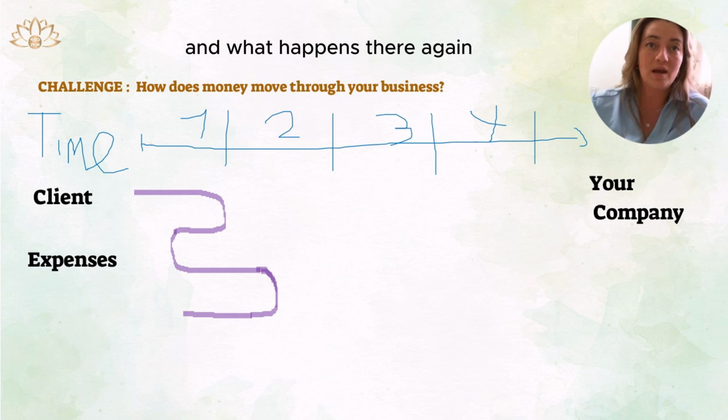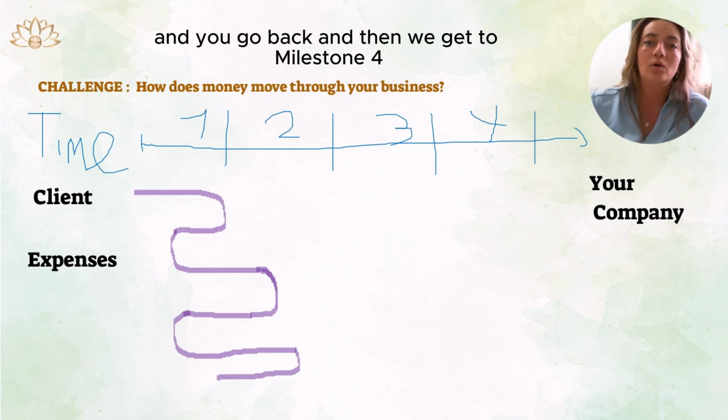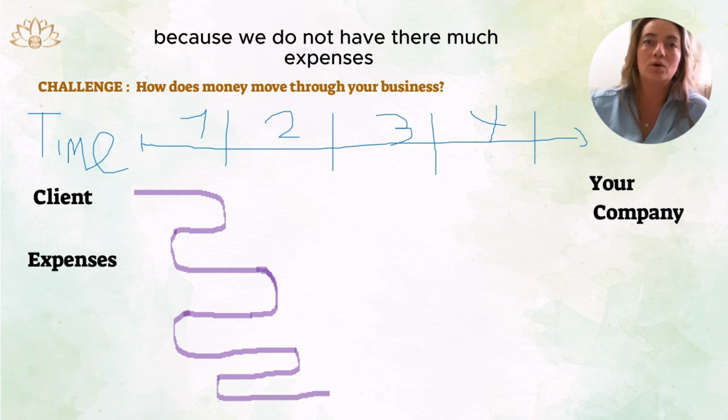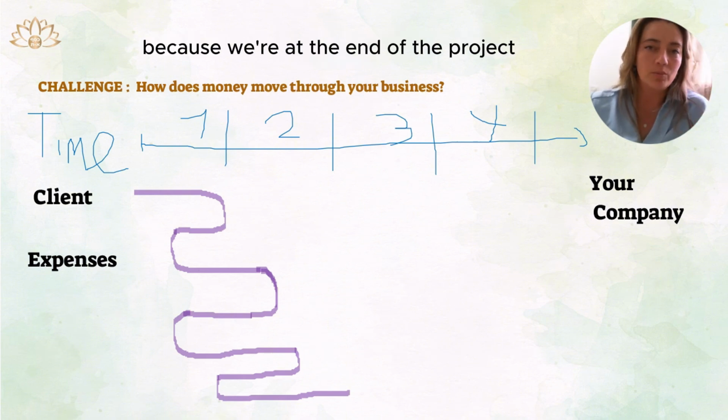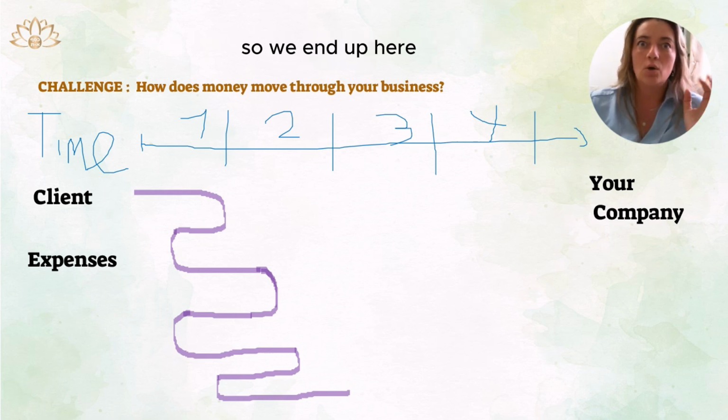And what happens there? Again, the client pays us for milestone 3, let's say till here, and you have expenses again, and you go back, and then we get to milestone 4, and that is the most beautiful milestone, because we do not have much expenses there. We're at the end of the project and most of the expenses are already behind us, so we end up here.